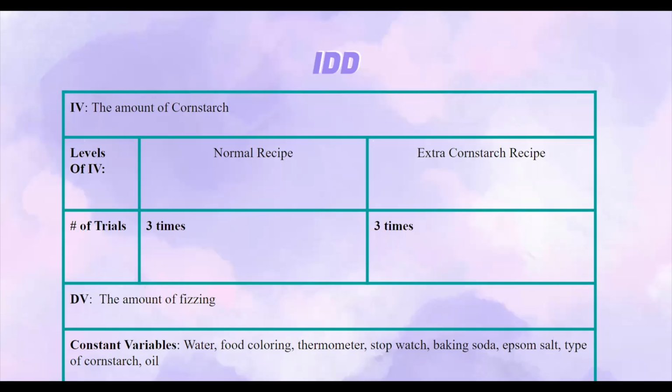This is our investigation design diagram. Our independent variable is the amount of cornstarch. We had a normal recipe and a recipe with extra cornstarch. We had 3 trials for both types of bath bomb. Our dependent variable is the amount of fizziness. Our constants are water, food coloring, thermometer, stopwatch, baking soda, Epsom salt, and the types of cornstarch and oil.